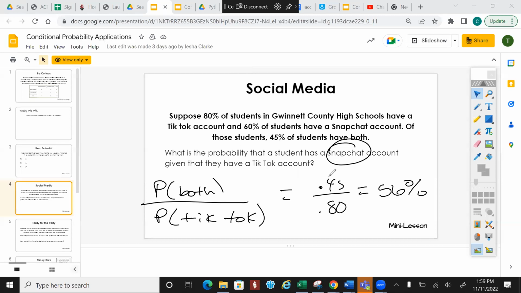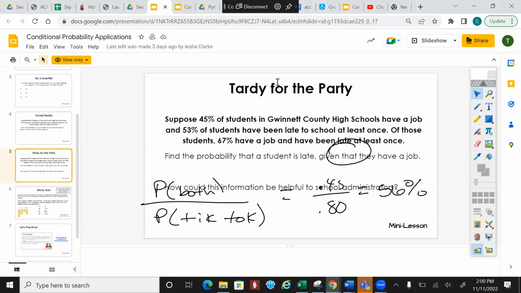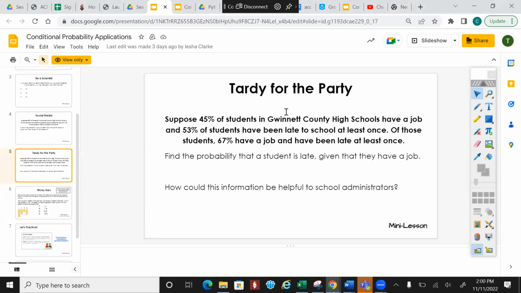Let's look at the next one. Go ahead and take a look at the problem on the board.